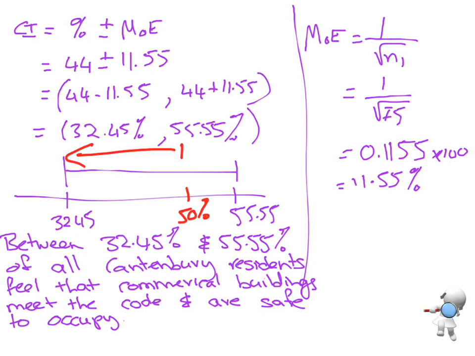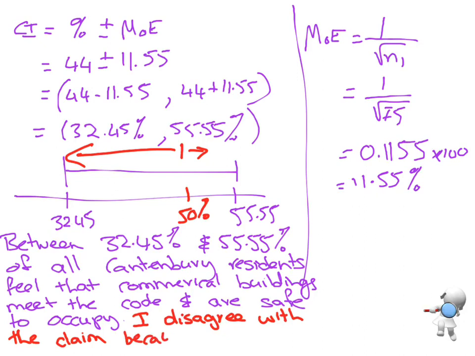Now, I can't agree with this claim because our confidence interval includes 50% and in fact goes slightly above that. All right, so I actually disagree with this claim. So I disagree with the claim because the confidence interval includes 50%. And there's our answer.